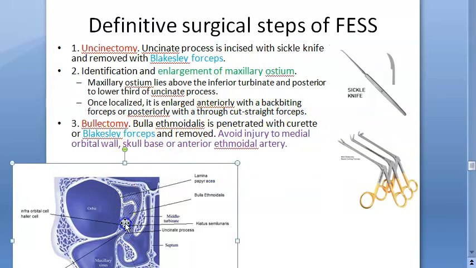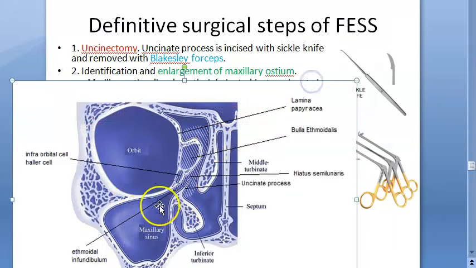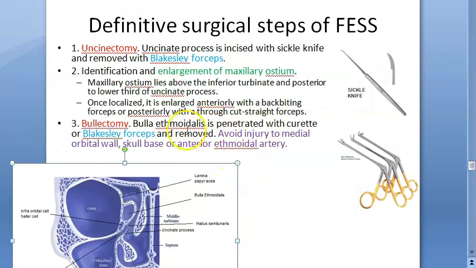Okay, they will enlarge the maxillary ostium. So maxillary sinus over. Next they will go to what? This bulla ethmoidalis. Bulla ethmoidalis also they will penetrate with curette or Blakesley forceps and they will remove. Okay, and when you're doing this, you should be very careful not to injure the medial orbital wall or the skull base or the anterior ethmoidal artery which is sitting here. Okay, so now maxillary sinus part over, bulla ethmoidalis part over.